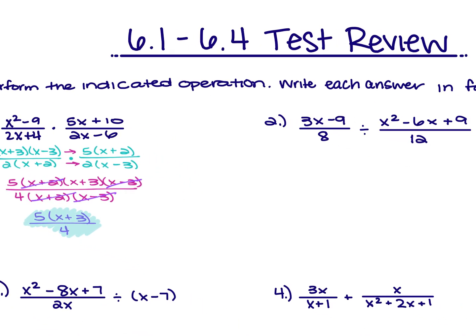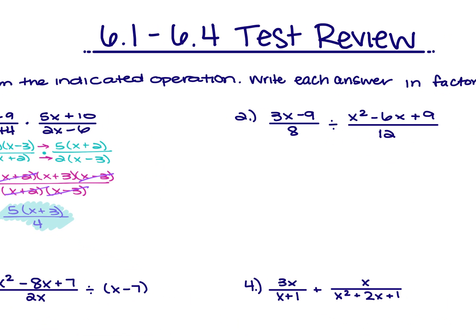For number 2, you have 3x minus 9 over 8 divided by x squared minus 6x plus 9 over 12. And we're going to keep, change, flip with this. So keep, change to multiplication, flip the second fraction. While I do that, I'm also going to factor out whatever I can. The 3x minus 9, you can factor out of 3, so that's 3 times x minus 3. Keep it over the 8 because the 8 doesn't factor. Change to multiplication, then flip the second fraction.